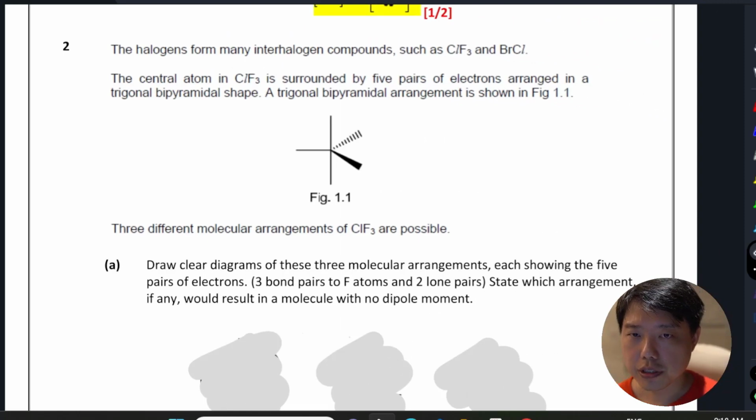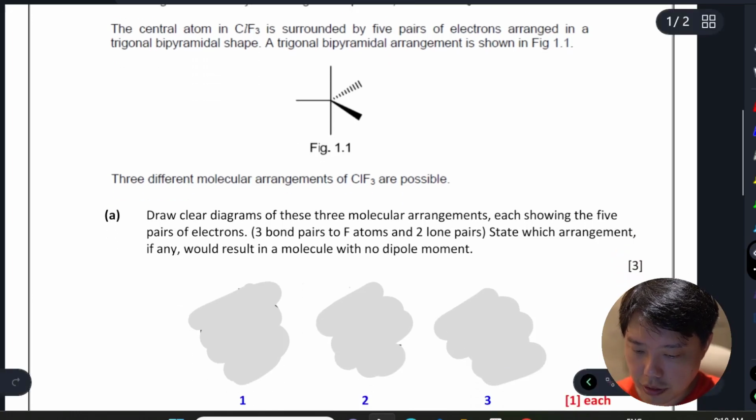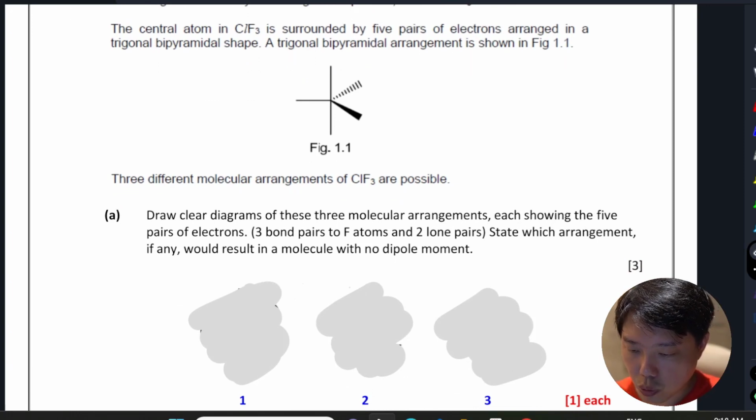Okay, so for this question, you have to think and apply what you learned in VSEPR. So let's look at this question. Halogens form many interhalogen compounds such as ClF3 and BrCl. The central atom in ClF3 is surrounded by 5 pairs of electrons arranged in a trigonal bipyramidal shape. They've shown you a default in figure 1.1. 3 different molecular arrangements are possible. Draw clear diagrams of these arrangements, each showing 5 pairs of electrons: 3 bond pairs to fluorine and 2 lone pairs.